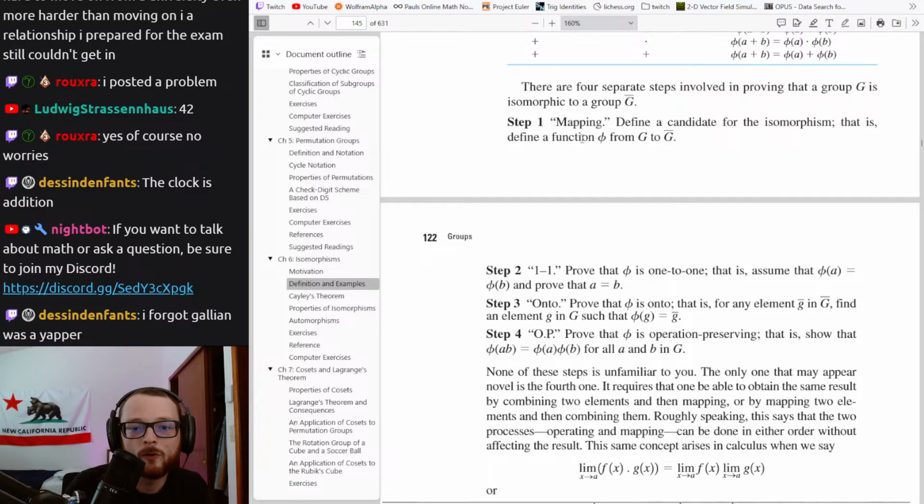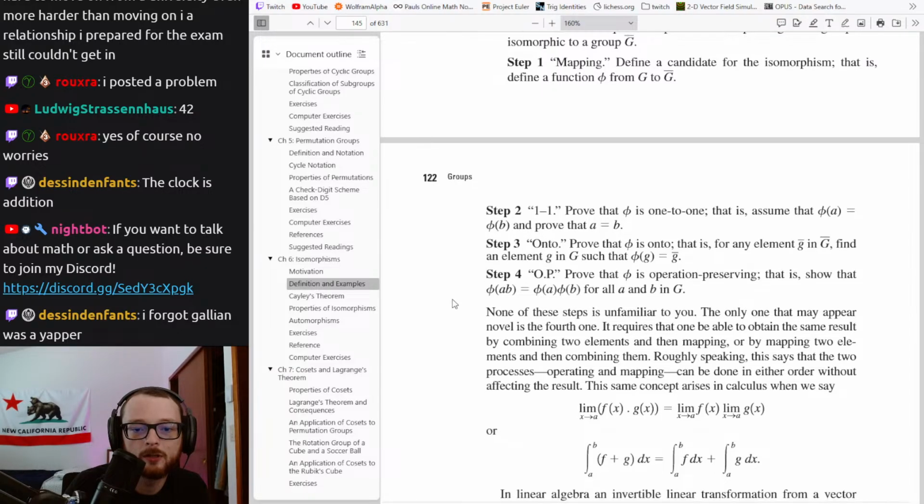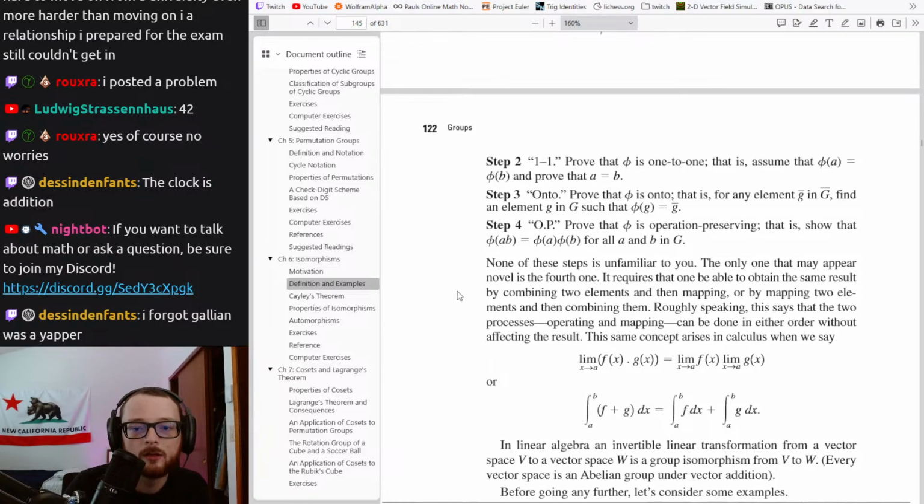Find a candidate for isomorphism. One-to-one: prove that phi is one-to-one. Assume phi of A equals phi of B. Prove A equals B. Onto: for an element G bar in G bar, find an element G in G such that phi of G equals G bar. Prove that phi is operation preserving.